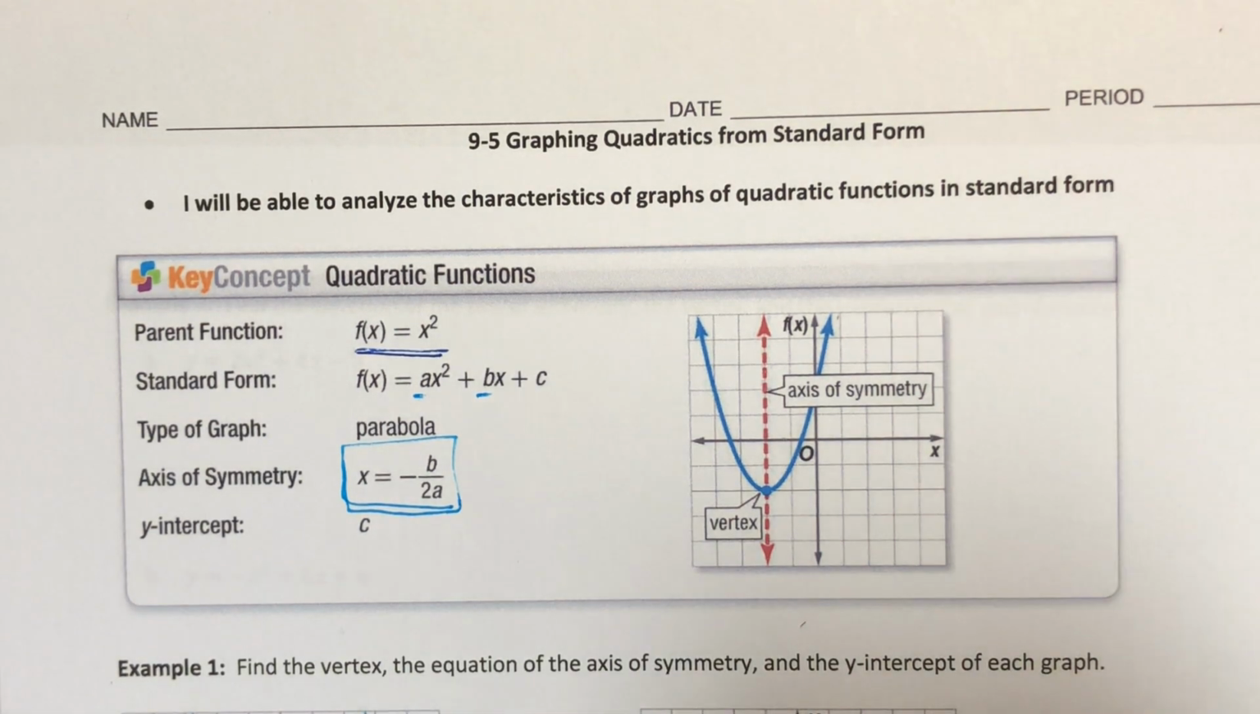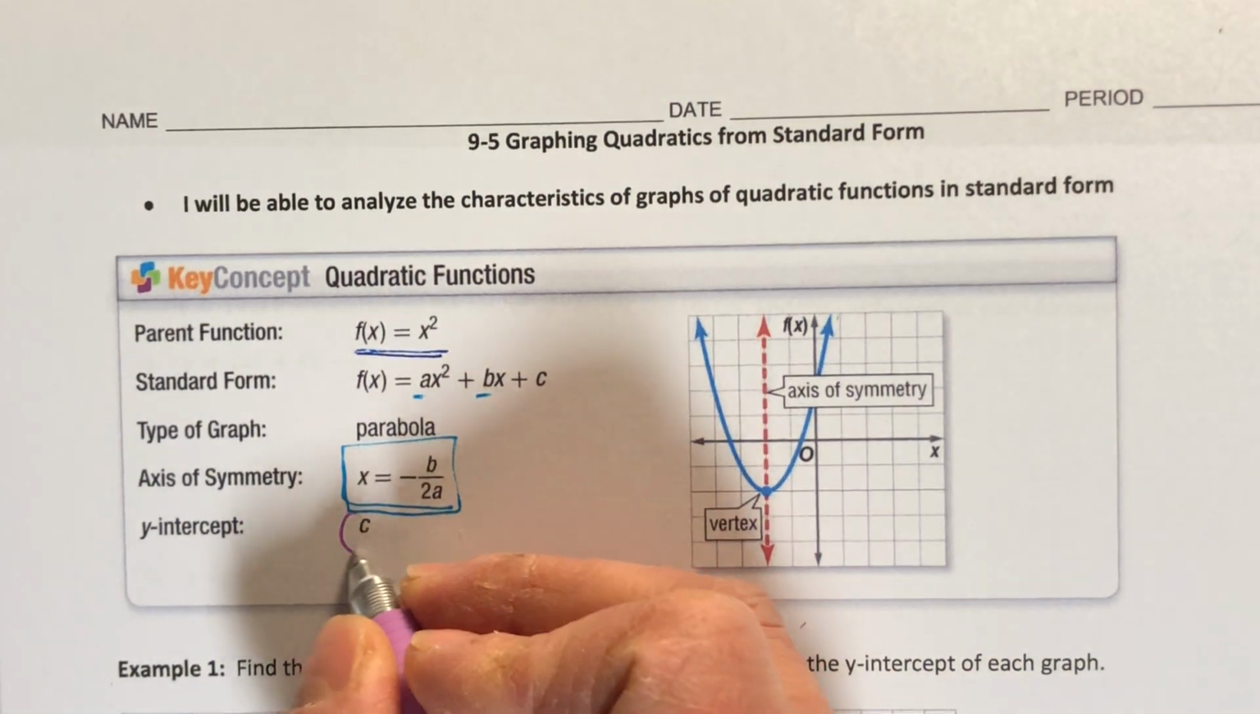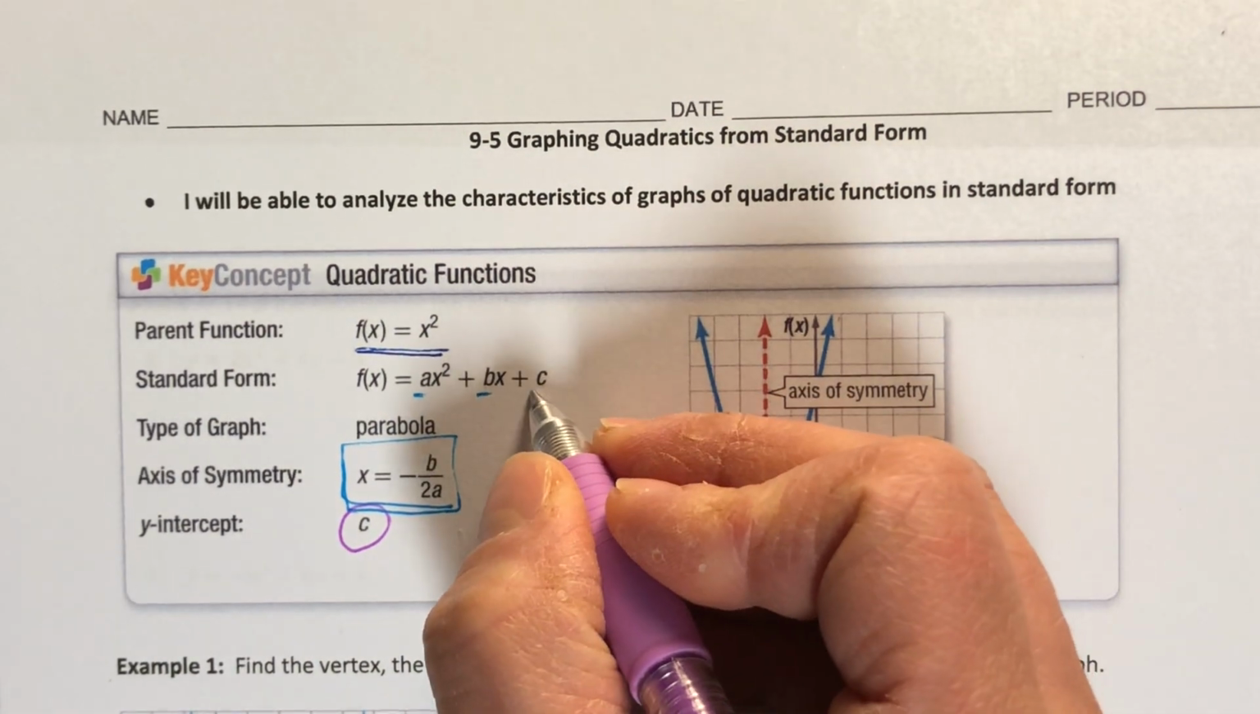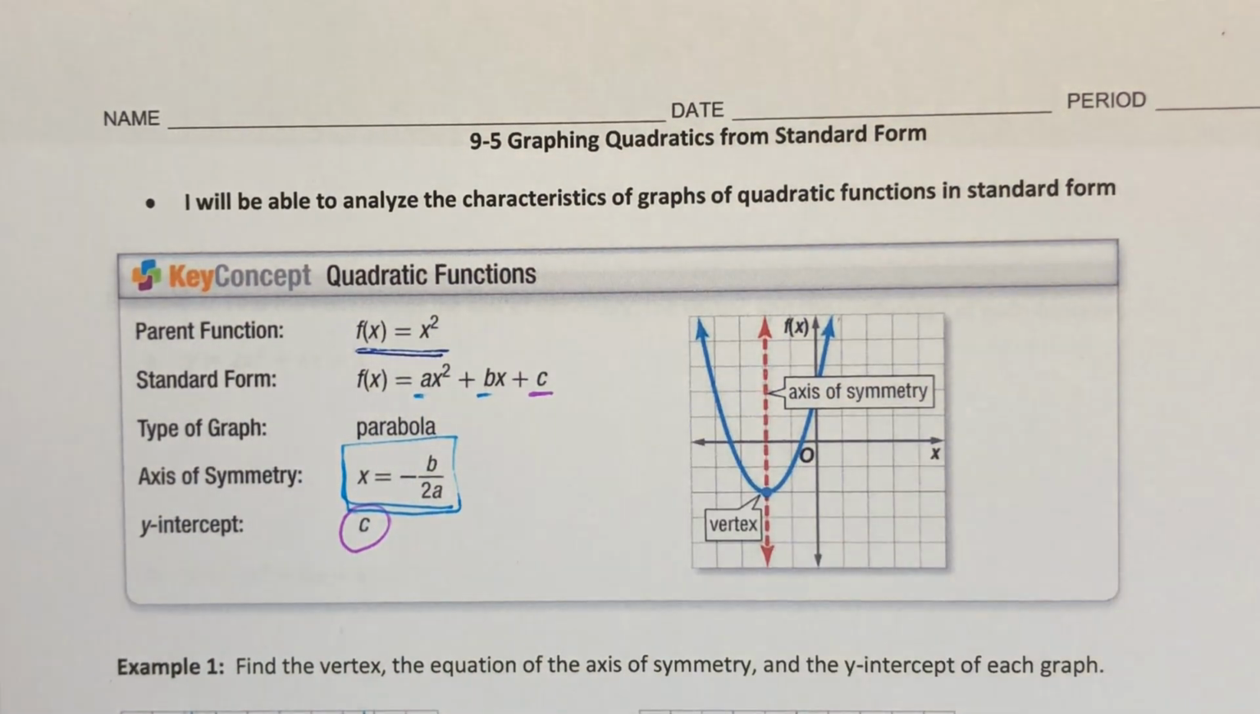Y-intercept of the quadratic function is equivalent to c. C is the term, the constant term, the number that will go by itself. It doesn't have any variables with it.